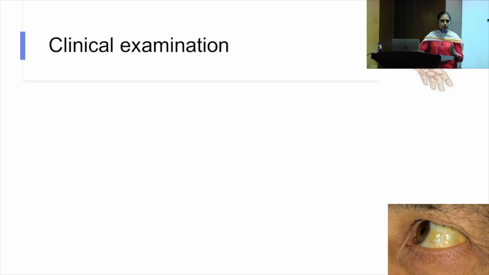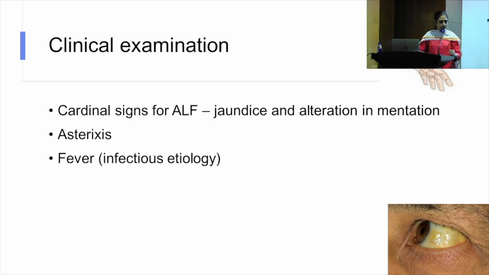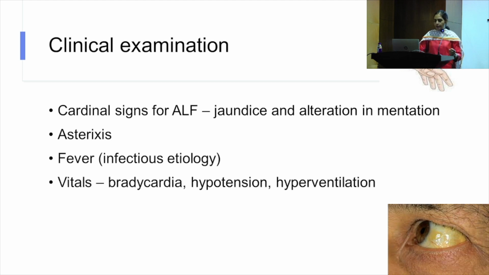Clinical examination: you have a patient, yes, he has jaundice, but you need to further examine to see, has he got the subtle signs or early signs of hepatic encephalopathy. Okay? So the cardinal signs of ALF, yes, jaundice and altered sensorium. You can't just get the patient straight away in an altered sensorium. There will be subtle signs like asterixis. So you may need to identify it early. Okay, and fever.